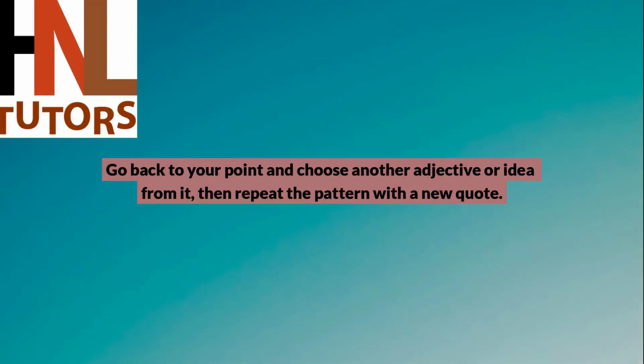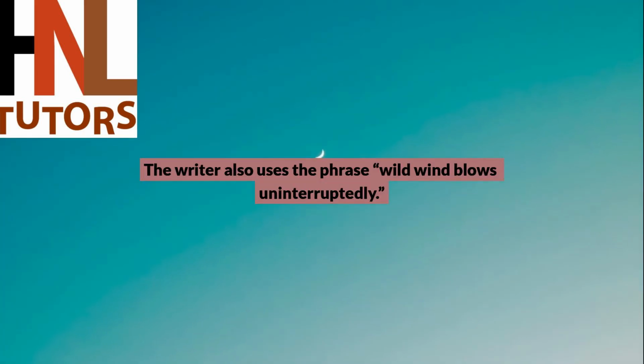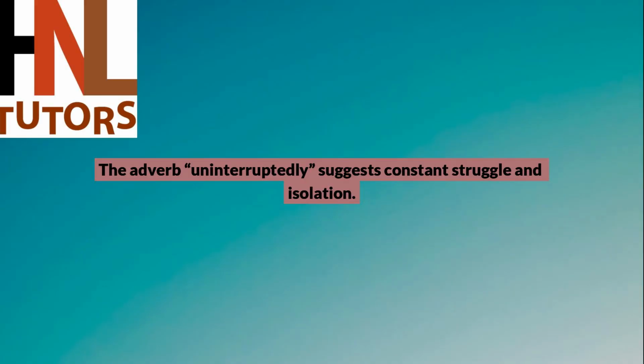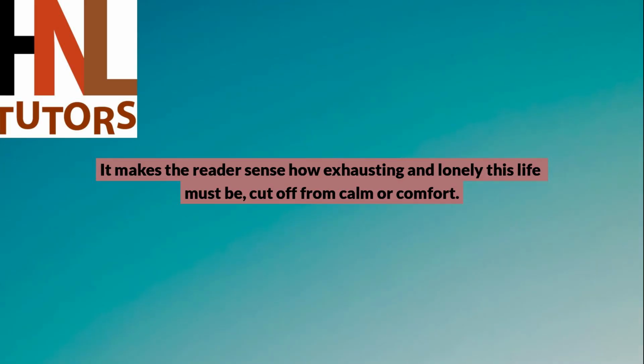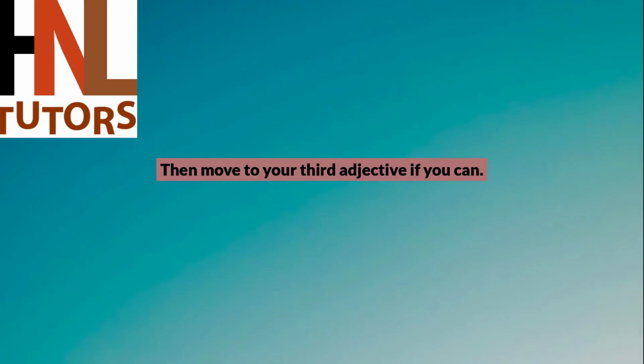Go back to your point and choose another adjective or idea from it, then repeat the pattern with a new quote. Example: the writer also uses the phrase "wind blows uninterruptedly". The adverb "uninterruptedly" suggests constant struggle and isolation. It makes the reader sense how exhausting and lonely this life must be, cut off from calm or comfort. Then move to your third adjective if you can.